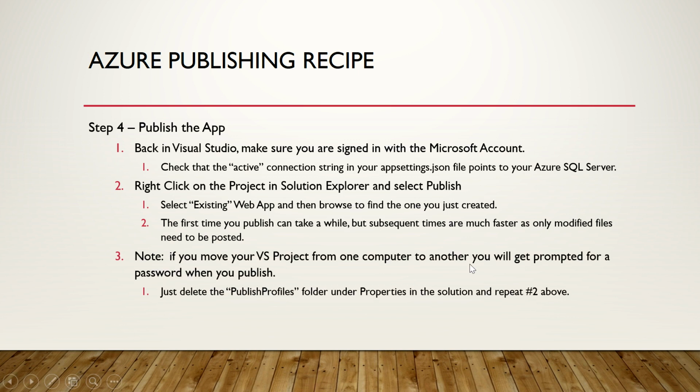And I'll just finish the PowerPoint. By the way, there's a bit of a trap here: if you move your project from one computer to another, the publish file is saved with a password. You don't know the password, and you can't get the password. So the solution is just delete the publish file that's in your Visual Studio solution and publish again. It'll just recreate it for you. So that's a little gotcha. And that's all there is to that.